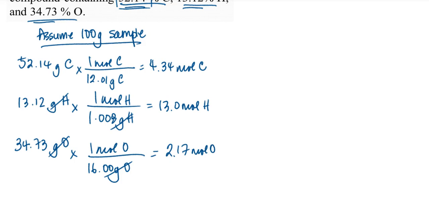moles of oxygen. And so once again, once I'm at this stage, I'm going to take my smallest result, the 2.17 moles of oxygen, and I'm going to divide each of my numbers of moles for each of the elements by that smallest number of moles. So that would mean I have 4.34 divided by 2.17. That factor ends up being 2. I'm going to take 13 divided by 2.17, and that gives me 6. If I go ahead and take 2.17 and divide by 2.17, then I get 1.